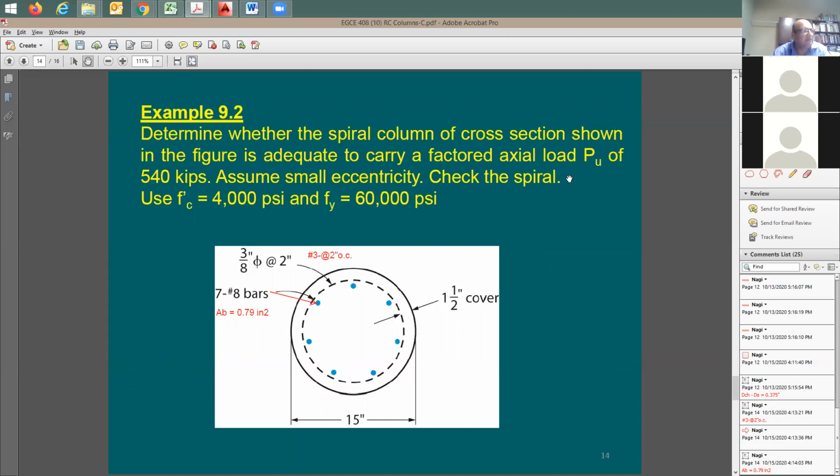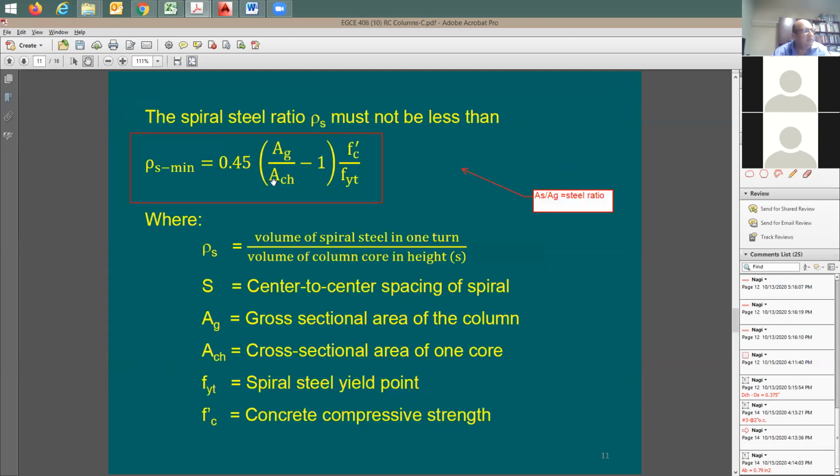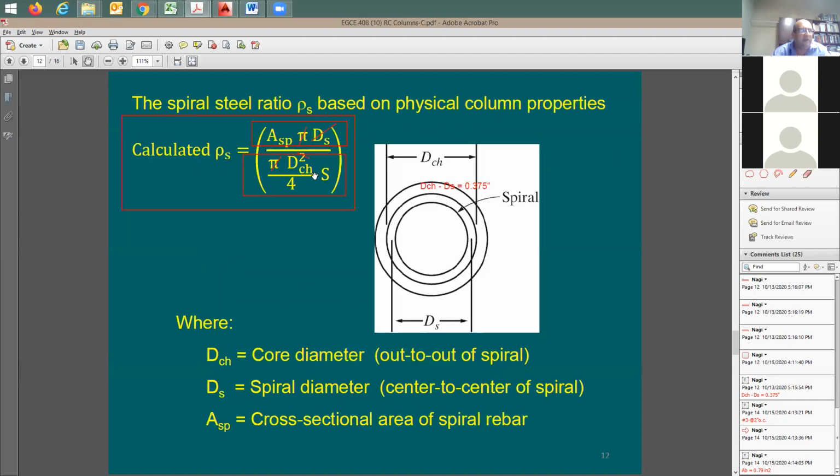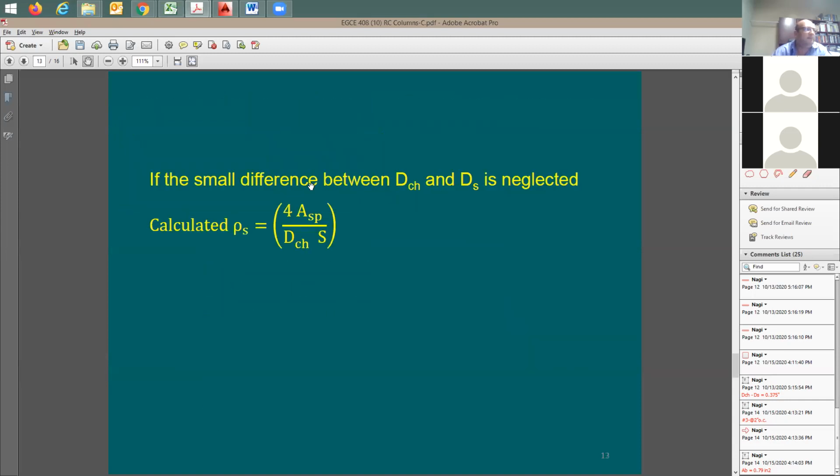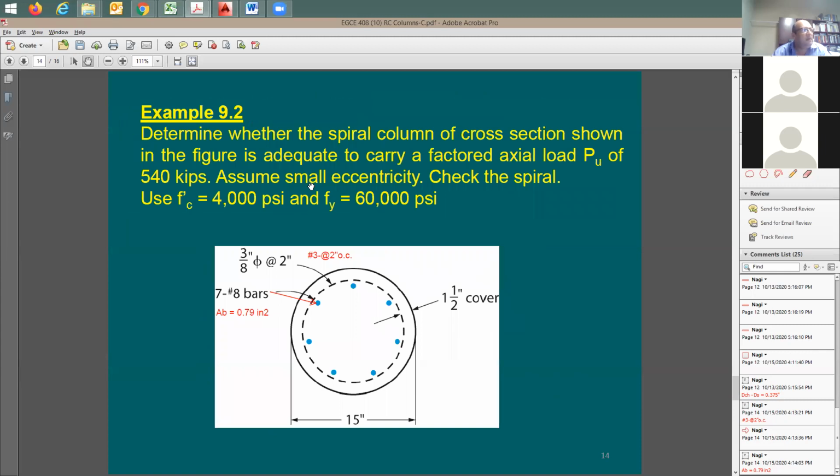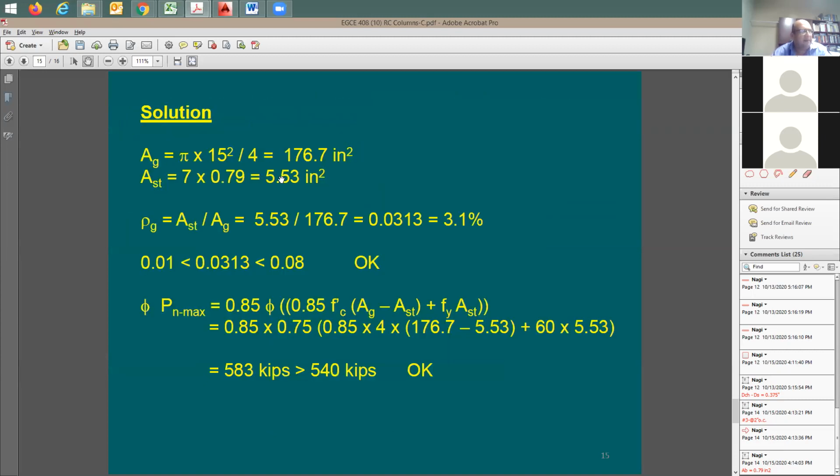How can I know this? I'm going to say, okay, in this case, I need to run these two equations and compare the provided versus the minimum needed, right? And hopefully I have more provided than the needed in this example. So, okay. Concrete strength is going to be 4,000 psi. Yield strength is going to be 60,000 psi. Okay, great. So number 1, find out if this column is adequate to carry or to support this factored load of 540 kips. All right.